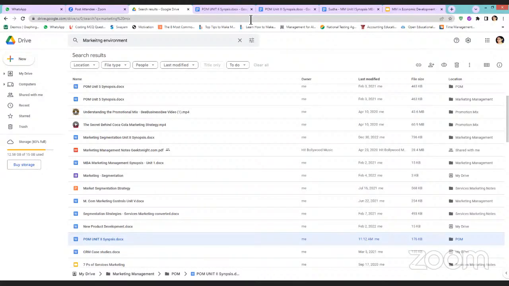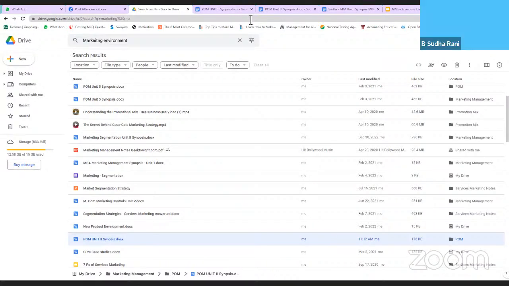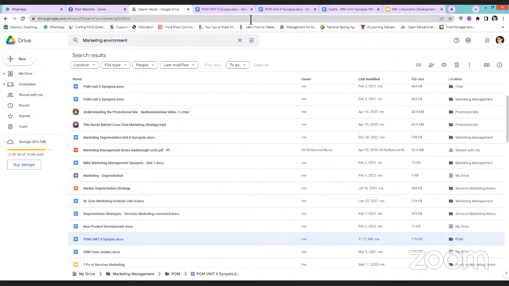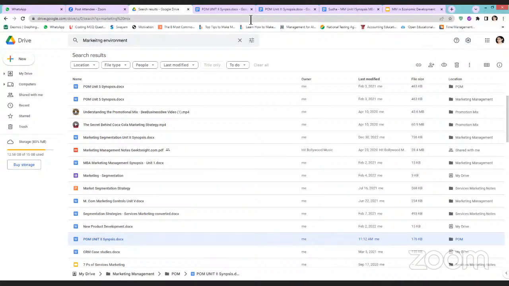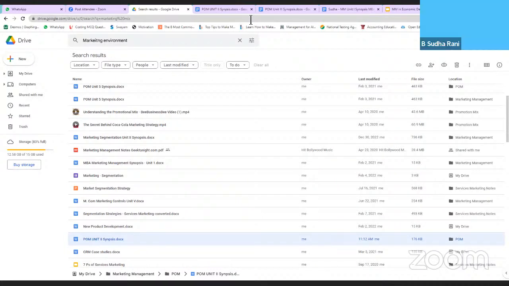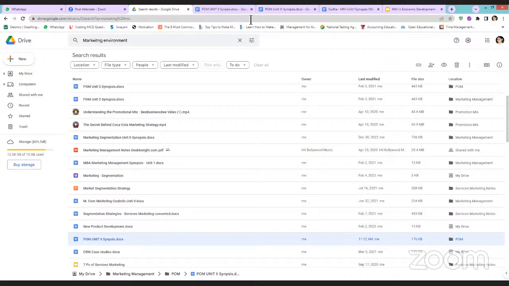Coming to marketing management, what is marketing management? Marketing management is a process which involves how this function of marketing is to be carried on to meet the organizational objectives. So marketing management is a process which involves planning and execution of promotion and distribution of the products and services in order to meet the organization's objectives by the marketing function, through the use of various strategies and tools.